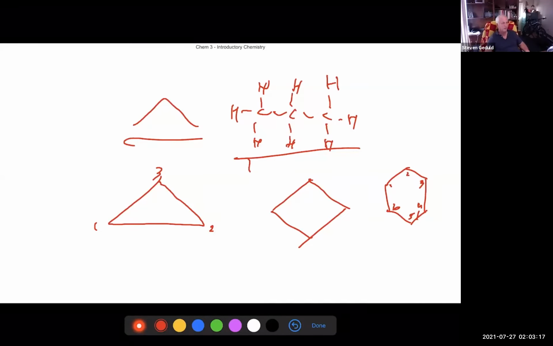You have a chart in your book, and you do not have to memorize this. If there's 1 carbon, it's methane. Meth means 1 carbon. 2 carbons is ethane. 3 carbons is propane. 4 carbons is butane. 5 carbons is pentane. 6 carbons is hexane. 7 carbons is heptane. 8 carbons is octane. 9 carbons is nonane. And 10 carbons is decane.